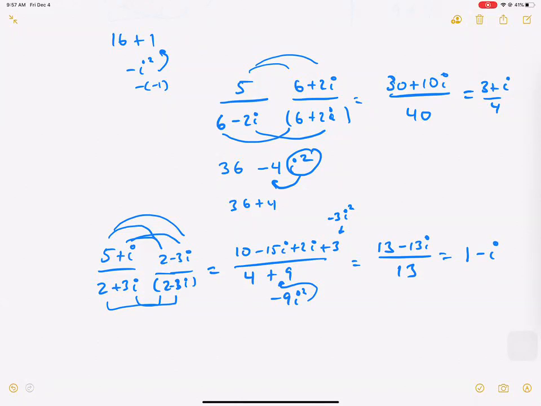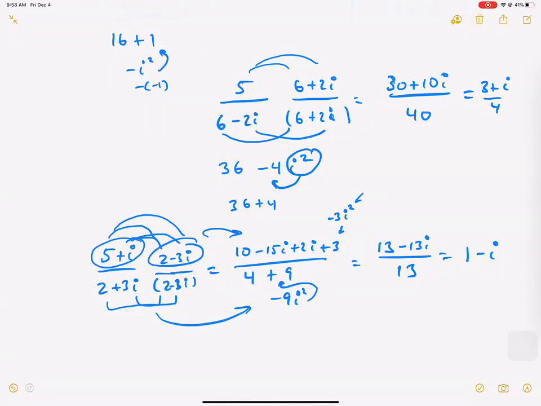So when the problem got more complicated, that's fine. Just deal with it with the skills that we've learned. We just multiply these like a binomial. They do simplify, but i squared, remember, flips the sign. And the bottom is actually the easiest part.